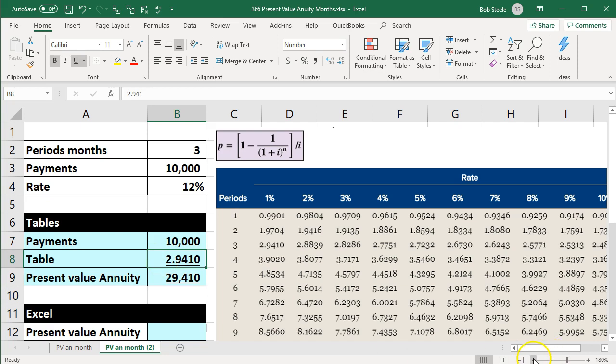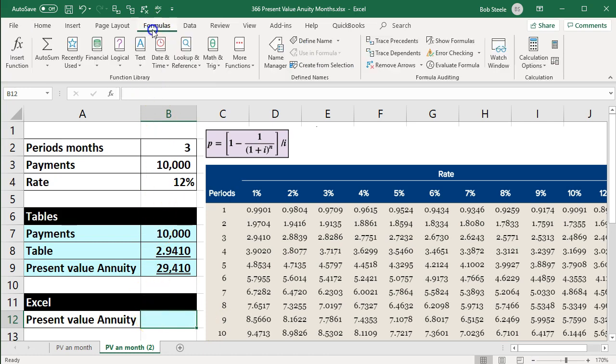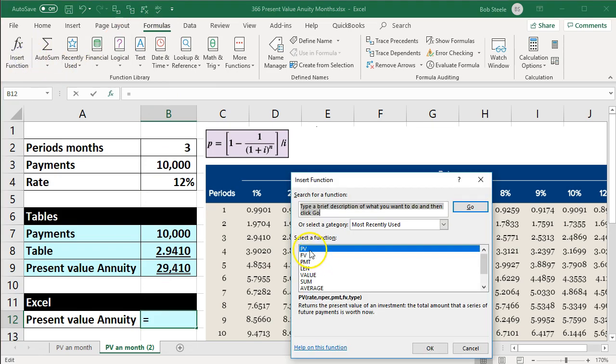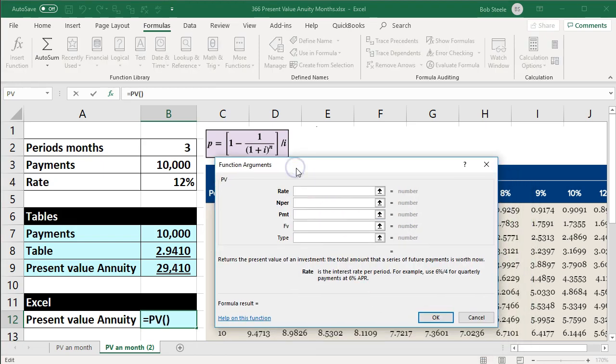Now we can do that same thing with Excel. In Excel, we can go to the function up top. So we're going to be in this cell, B12. We'll go to the formulas up top. We'll go to the insert function, and we want to go to the present value. So we're looking for the present value function, and we'll say OK. And then we're going to enter our information into our function arguments, and we have the rate. The rate is going to be that 12%.